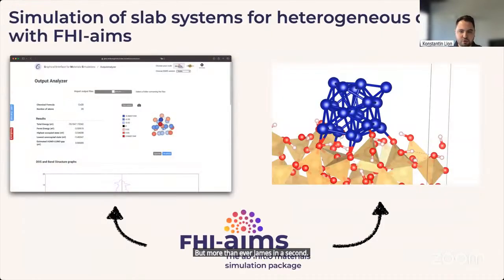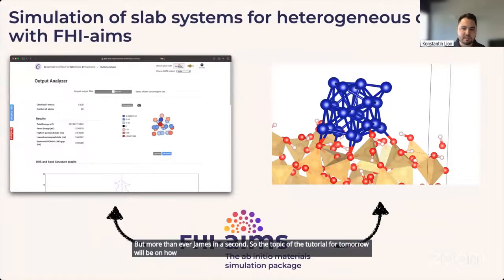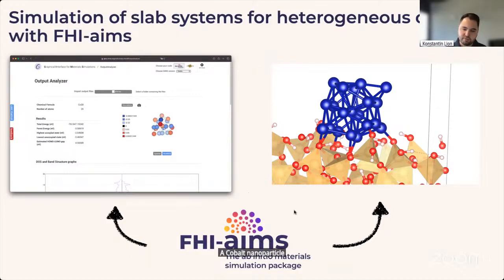The topic of the tutorial for tomorrow will be on how to simulate systems for heterogeneous catalysis with FHI-aims. This is really one of the examples that Ray Miyazaki will talk about later on. Here you can see on the right a cobalt nanoparticle on top of an amorphous silica surface. We'll find out how to model these kinds of systems with FHI-aims.